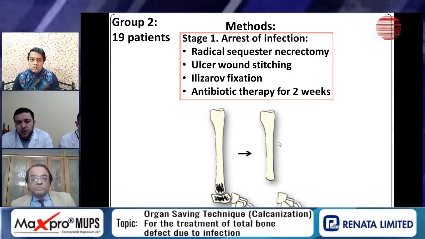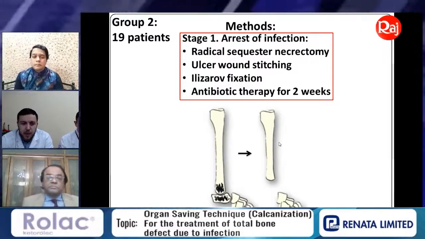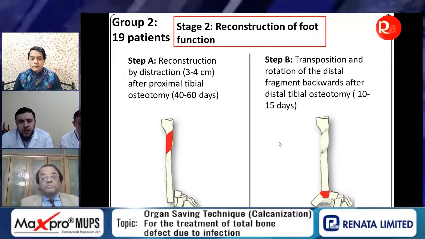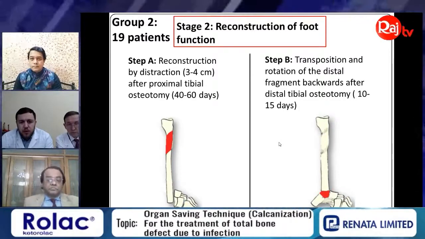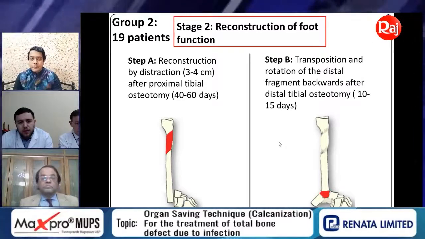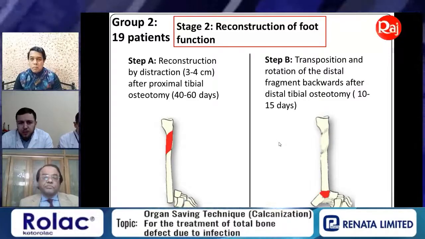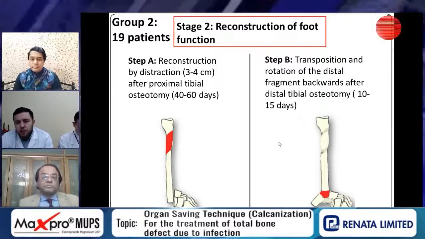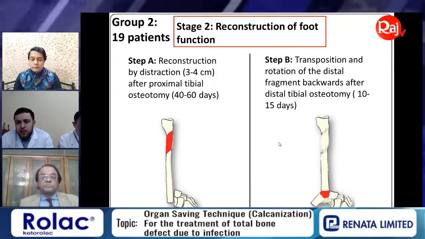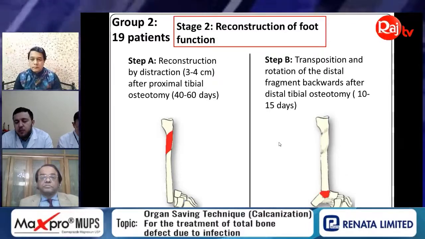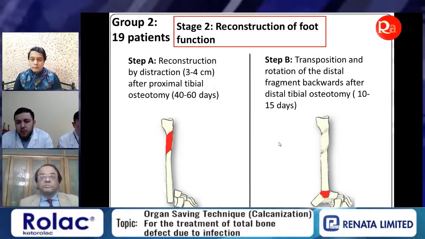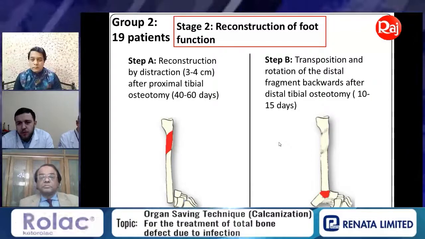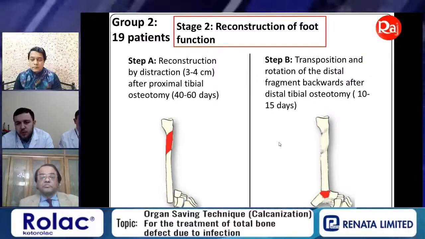and the Ilizarov fixation with antibiotic therapy for 2 weeks. The second stage consisted of two steps. In the first step, reconstruction by distraction after proximal tibial osteotomy, and total distraction was 14 or 16 days. And in step B, was done transposition and rotation of the distal tibial fragment after distal tibial osteotomy, and total transposition of that fragment was 10 or 15 days.